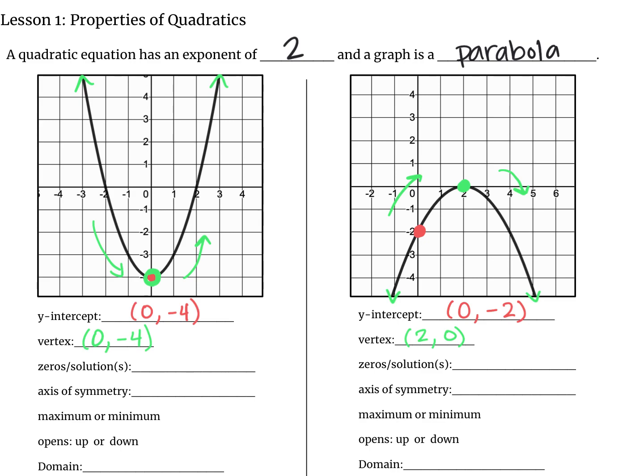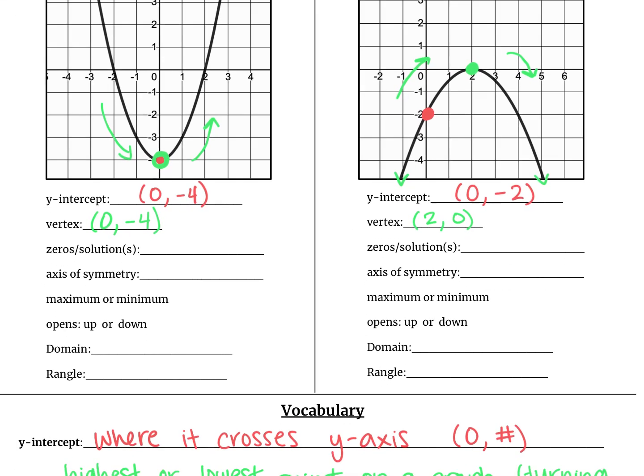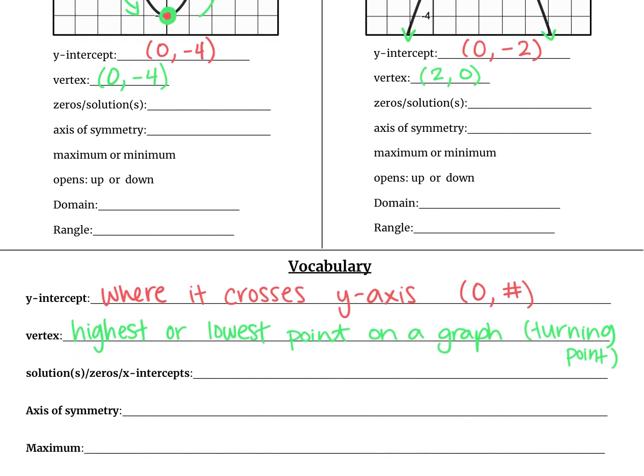Next, we have our zeros and solutions. So if we go down to the vocabulary here, solutions and zeros, these are just other words for your x-intercept. So that is some vocabulary, some language you need to be familiar with. When you are asked for the solution to an equation or a graph, if you're asked for the zero of a graph, that is the same thing as asking for the x-intercept. So we should know what an x-intercept is. So let's just define that real quick.